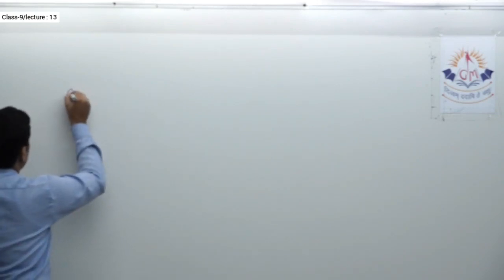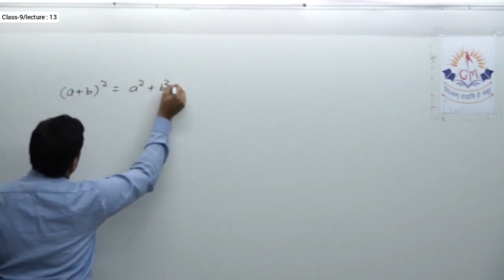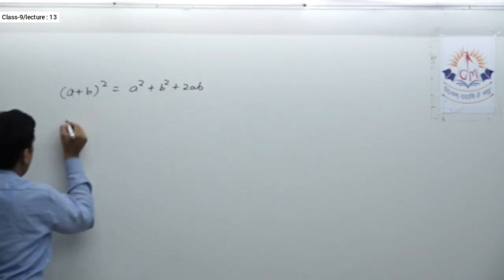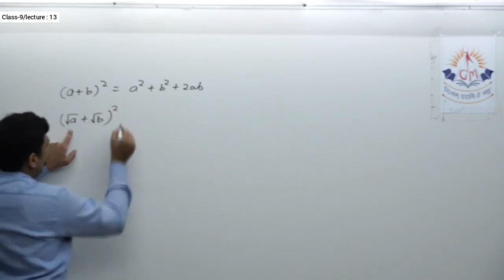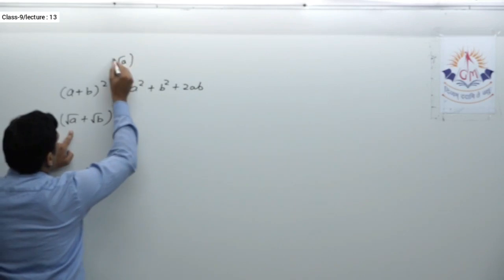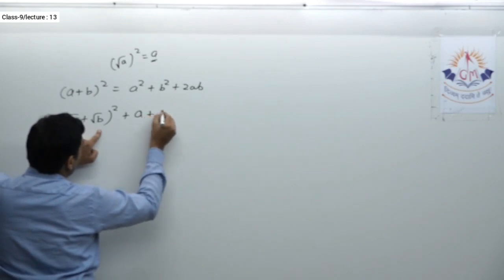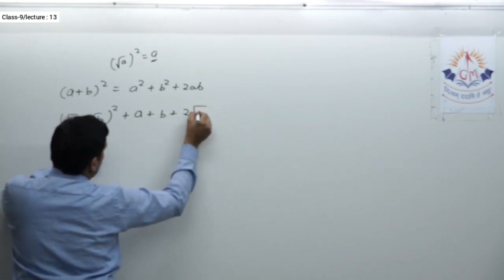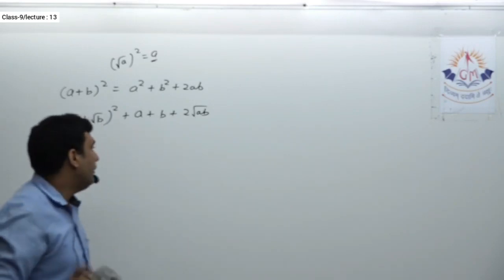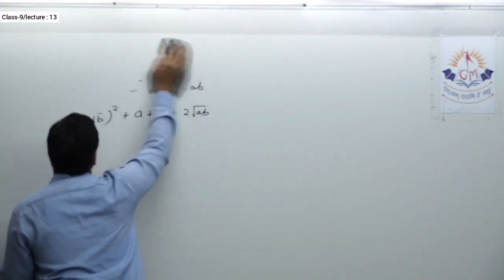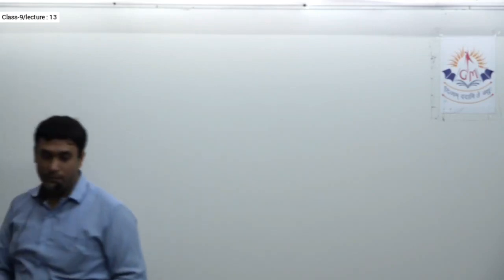Now for a while, suppose, see, you know the identity of a plus b whole square, that is a square plus b square plus 2ab. Now instead of a and b, if I write root a and root b, then what will be the square of this, and we know that the square of root a is equal to a itself. So a square will be a, root b square will be b, and this will be 2 root ab. So no need to mug up identities related to this separately if you know the identities of a plus b whole square, a minus b whole square, and so on. So now we'll see some questions based on this.